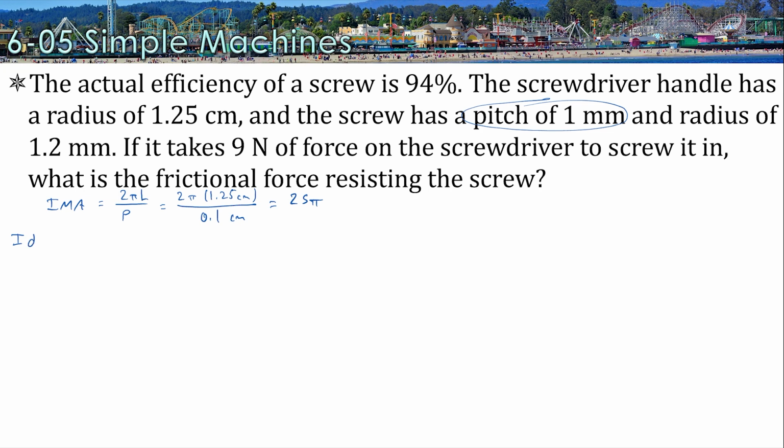So now let's find the ideal resistive force. So the mechanical advantage is the resistive force over the effort force. The resistive force is what we're looking for. Mechanical advantage is 25 pi. Effort force, it says, was 9 newtons. So I multiply by 9. I get 225 pi newtons for my resistive force.